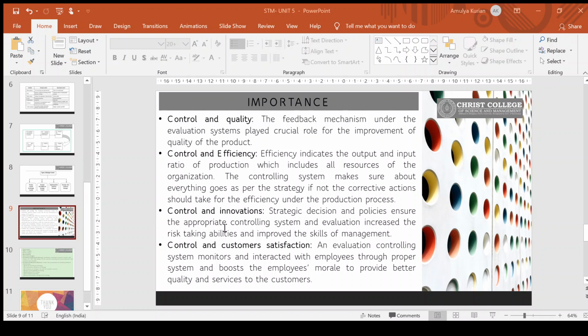Next one, control and innovation. It will ultimately lead to innovation and creativity through continuous monitoring and implementing effective actions. The last one, control and customer satisfaction. The success of the strategic evaluation process is to measure the satisfaction level of customers. So we will be monitoring and taking the feedback of customers, and based on that we will be changing the system. So this is the importance of strategic control.